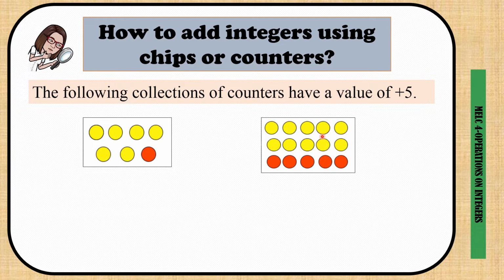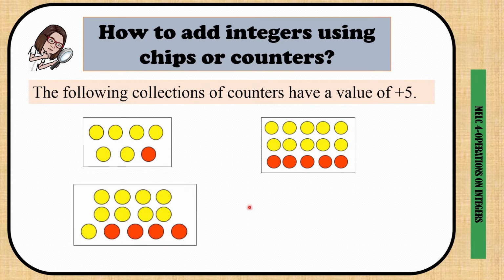Let's have another one. We have here 10 yellow counters or chips and 5 red chips. If you have 5 yellow and 5 red, they are opposites. They are having equal number. So we can remove these and the remaining will be the 5 yellow represented by positive 5. Okay, another one. You have here 9 yellow counters and 4 red counters. If you remove the equivalent yellow, the remaining yellow counters or chips is just 5.